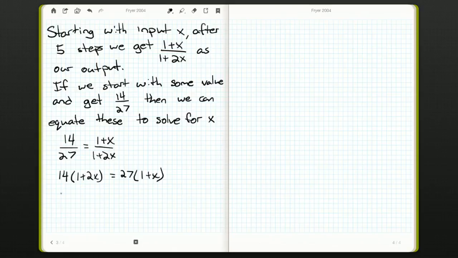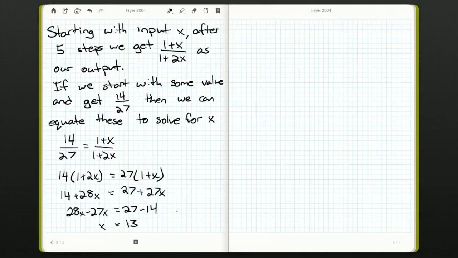Okay, so we expand out these brackets. We get 14 plus 28x is equal to 27 plus 27x. Okay, well, we can collect like terms, collect all our numbers onto one side, collect all our things in terms of x onto the other. 28x minus 27x, that's going to be 1x, or just x by itself. And 27 minus 14, that's 13.